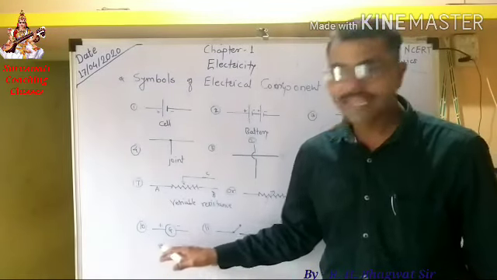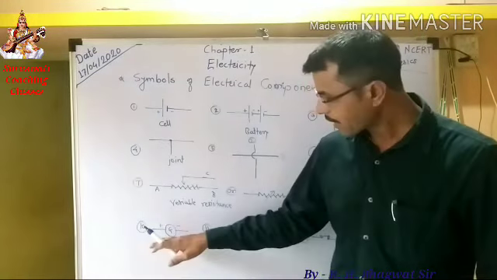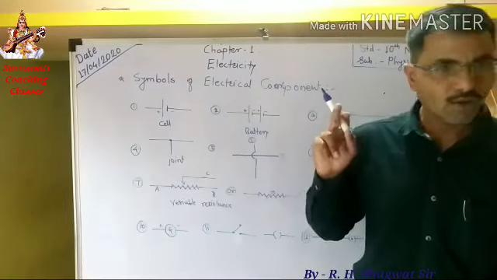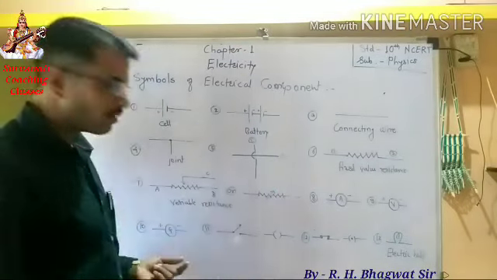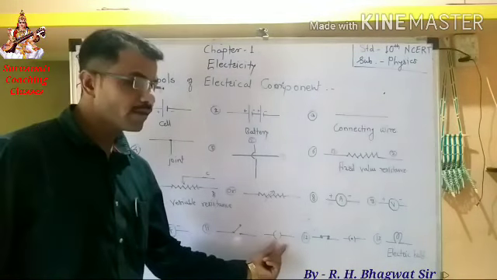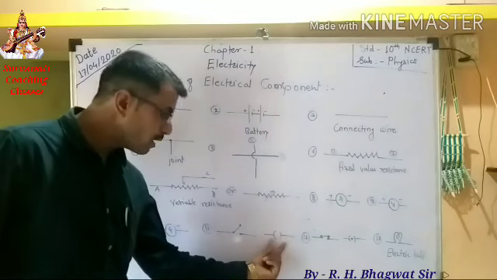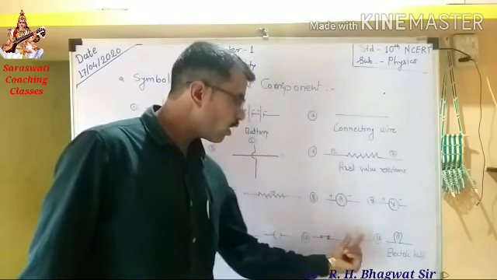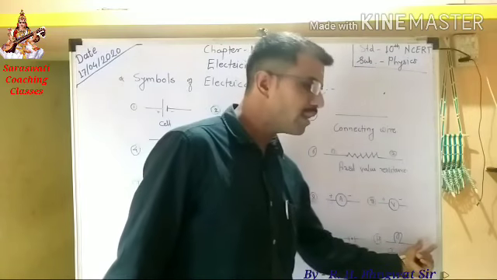Now the next symbol is used to indicate the galvanometer, again having two terminals, positive terminal and negative terminal. A galvanometer is used to show the direction of current flowing through the circuit. Again, this galvanometer we are going to study in detail in the next chapter. The next symbol is for the tap key or plug key. Now this 11th symbol indicates the open tap key or open plug key, while this 12th shows the closed tap key or closed plug key, and the last symbol is used to indicate the electrical bulb.